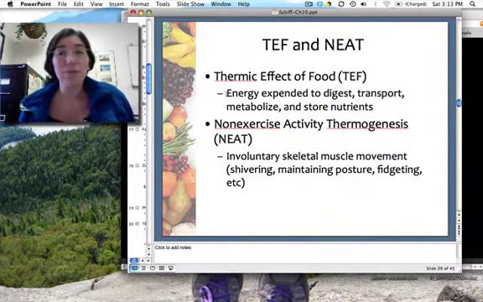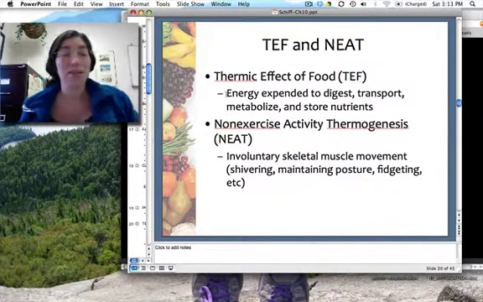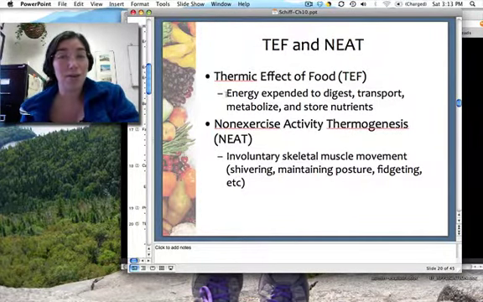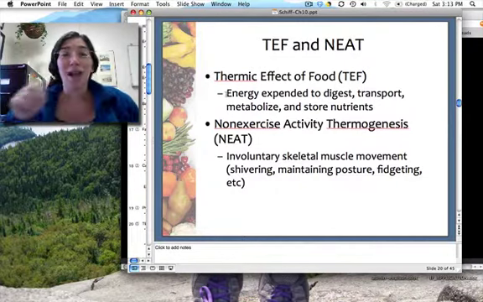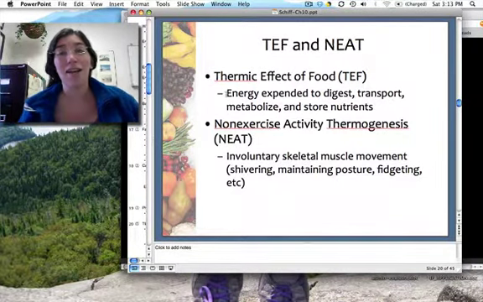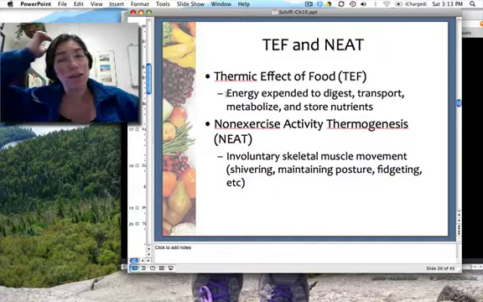Then we have to absorb that glucose into cells. Well, that takes energy. Then we have to take that glucose and metabolize it and turn it into ATP. That takes energy as well.